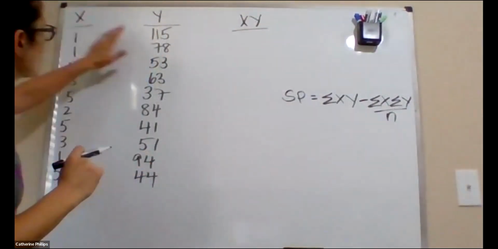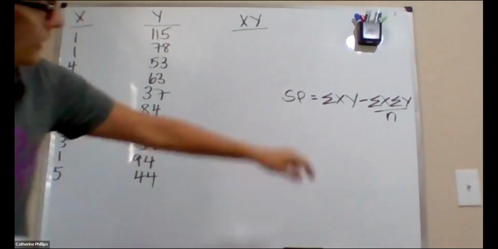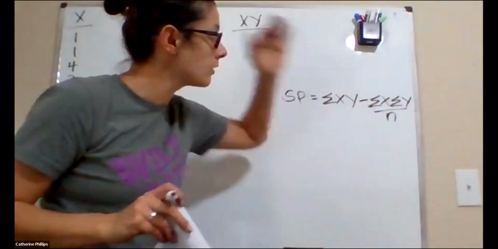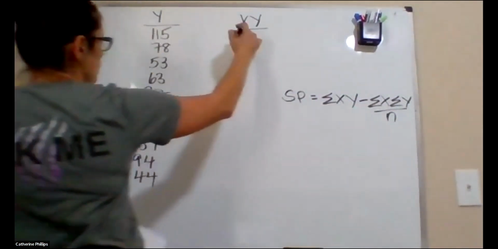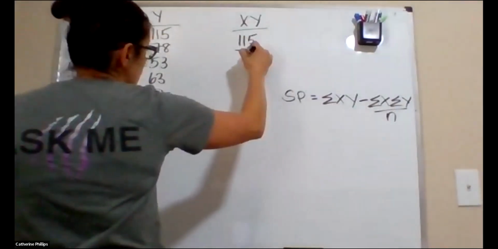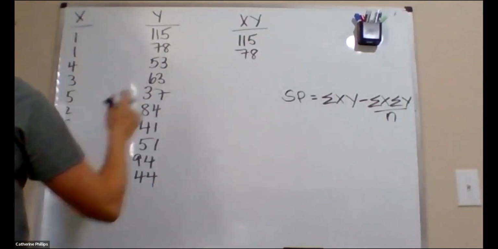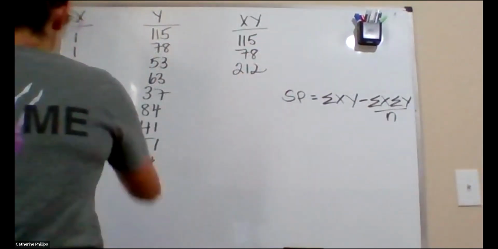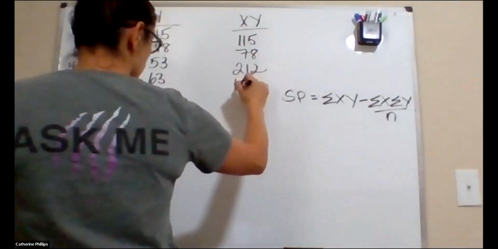We're going to take each X score and multiply it by the Y. We need that for here. Then we're going to add them all up. We also need to add up all of our X scores and add up all of our Y scores. So XY. 1 times 115 is 115. 1 times 78 is 78. 4 times 53 is 212. 3 times 63 is 189.